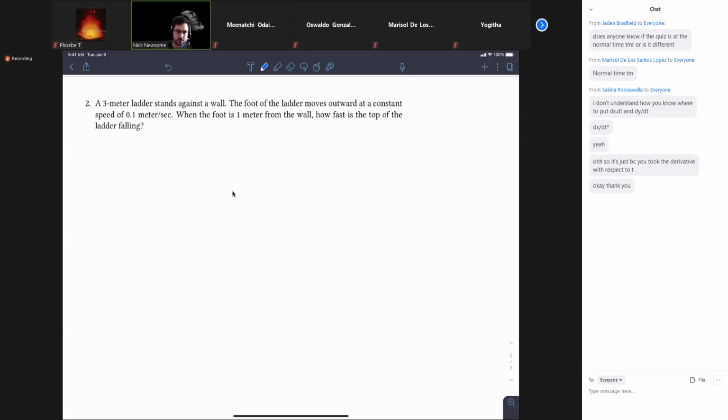Okay, so the first thing that we want to do, and the first thing that in your head you should be thinking you want to do, is draw a picture. So there's my wall, and then I have a ladder.